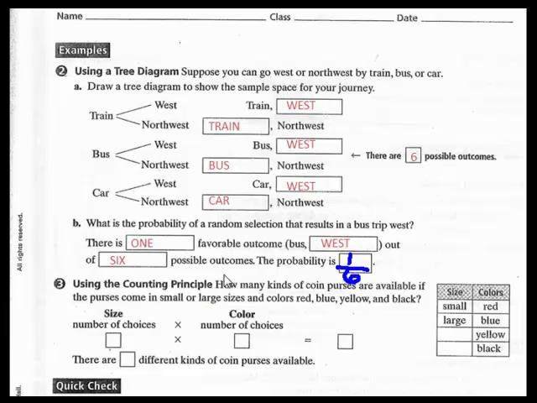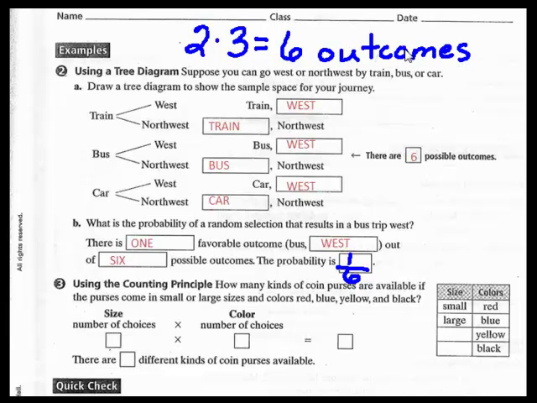Now we can also check our possible outcomes using the counting principle. We had 2 directions of west and northwest, and we had 3 modes of transportation, train, bus, and car, which gives us a total of 6 outcomes. The counting principle allows us to verify that our tree diagram was drawn correctly.